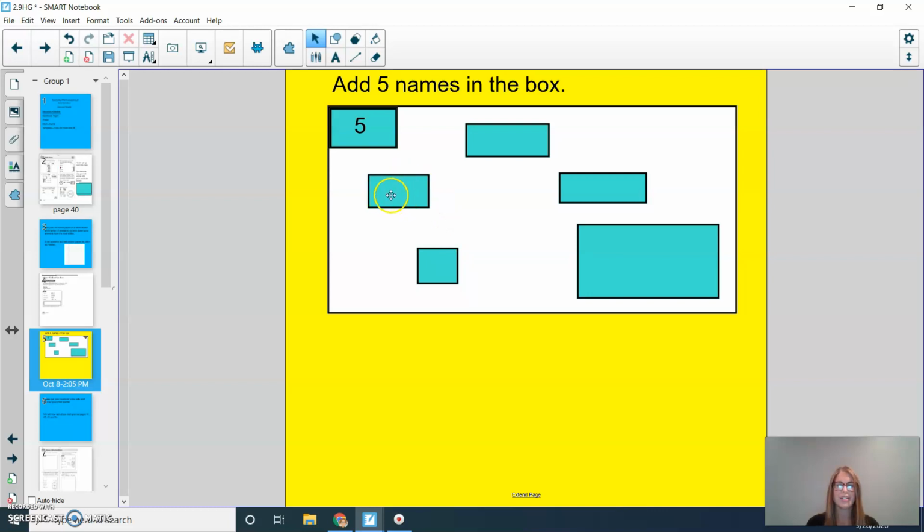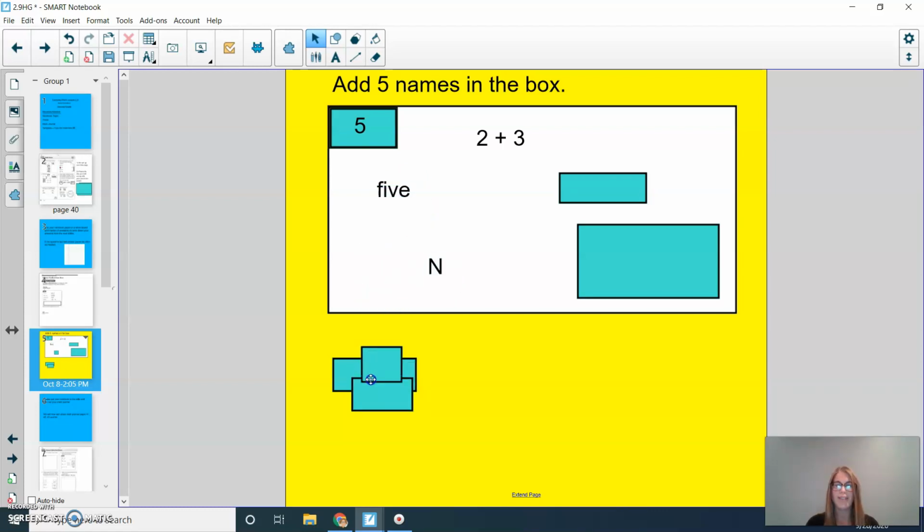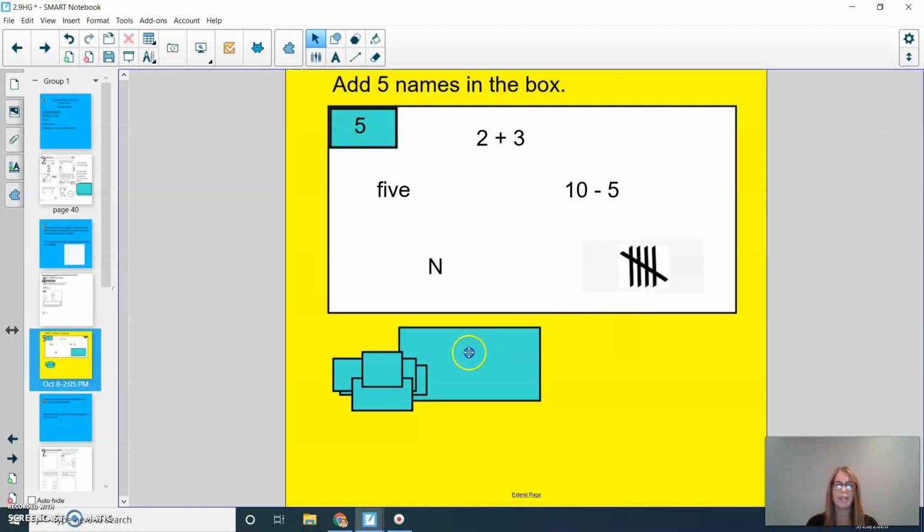All right, second graders. So I chose 2 plus 3. I wrote out the word five. I have an N for nickel. I did 10 minus 5. And then I did 5 tallies. There's lots of different ways for 5, so you maybe had some ways that I didn't come up with.